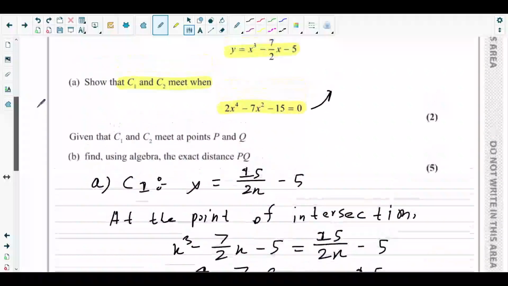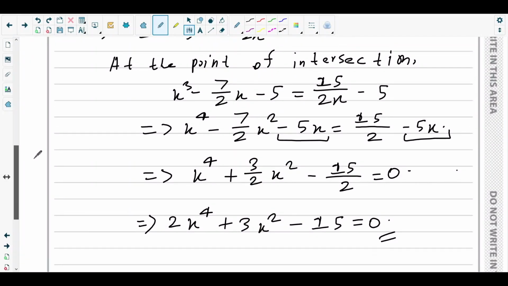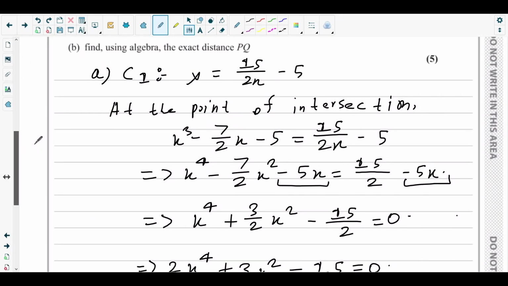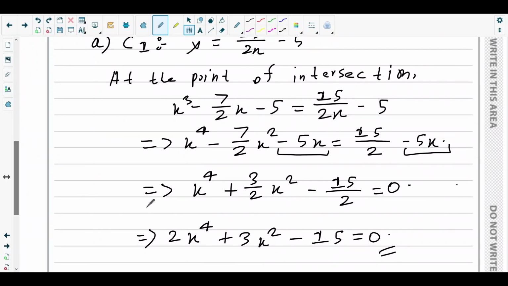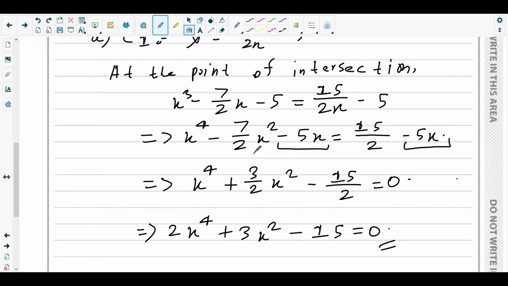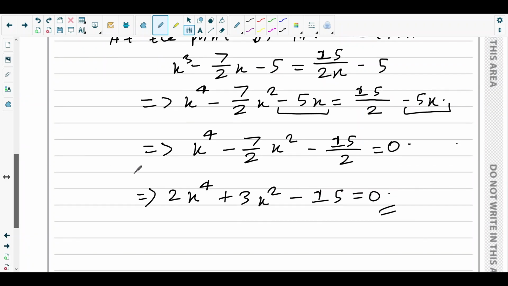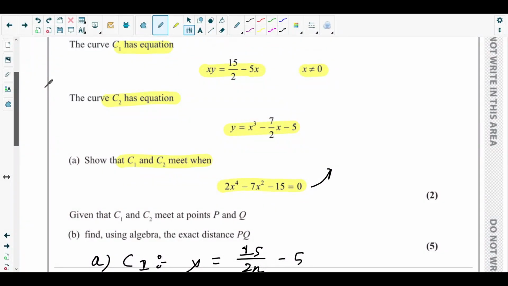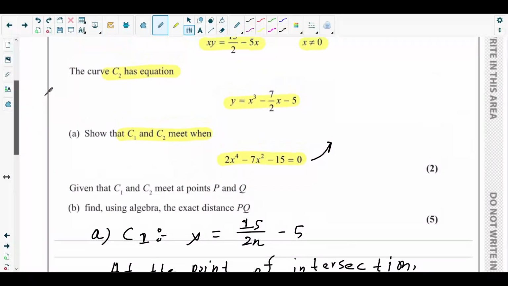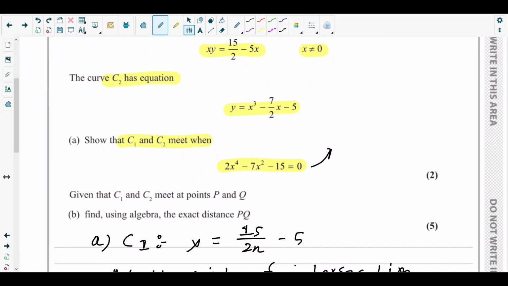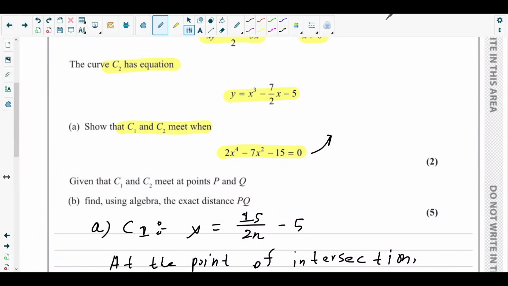So 2x to the power 4 plus 3x squared. Okay, it should be minus 7 over 2 x squared. The problem is here, many things have been changed, so I didn't consider that. So minus 7 over 2 x squared, as you multiply by 2, it will become minus 7x squared. Now is it perfect? Right? 2x to the power 4 minus 7x squared minus 15 equals 0. That's it. Fine.